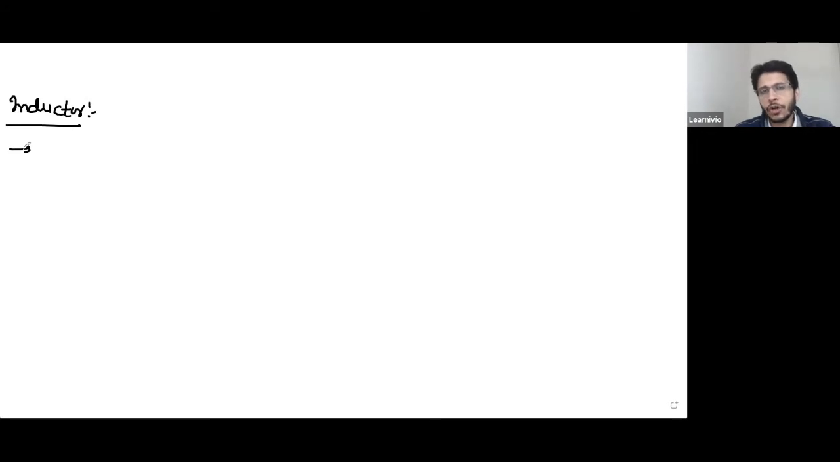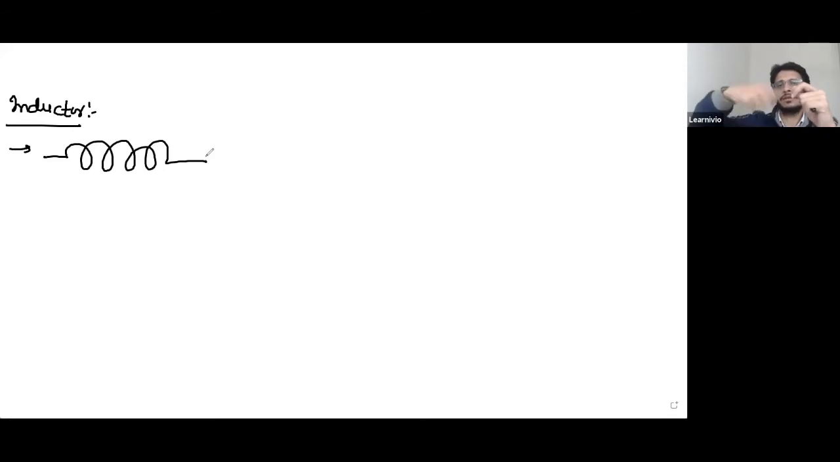An inductor consists of a number of turns of an insulated wire. If you take a wire and make a few turns of the wire, this is an inductor. Even if you take a single turn, it's an inductor, but a very weak inductor. Its inductance is very low. Low inductance means it will offer very small obstruction in the flow of current. So this is the symbol of the inductor.